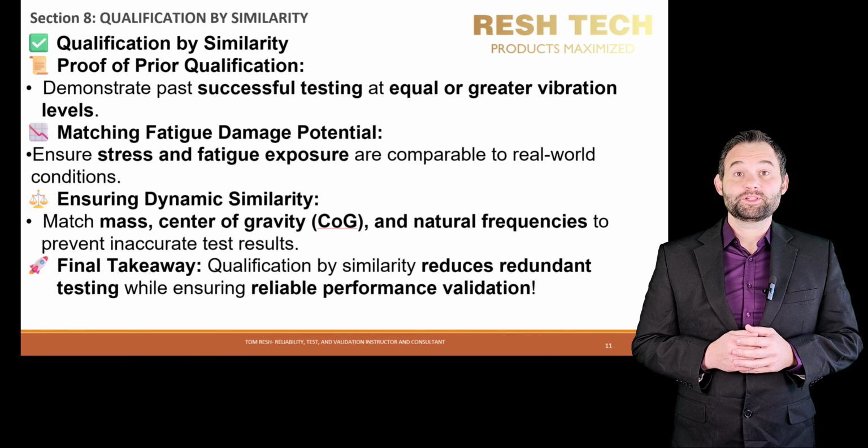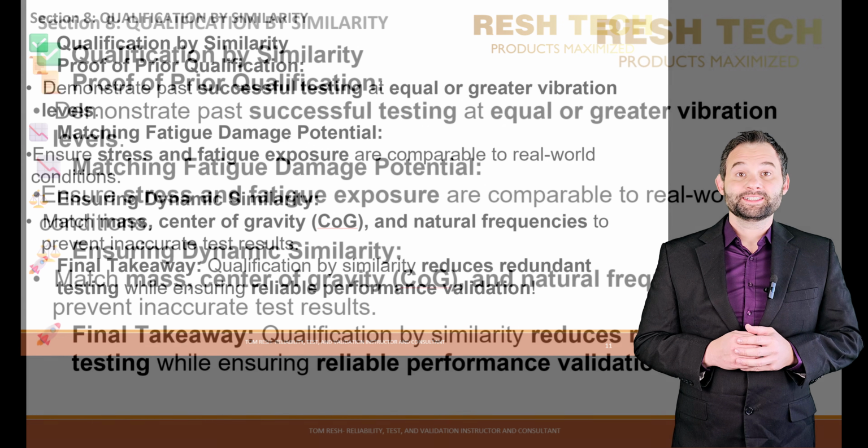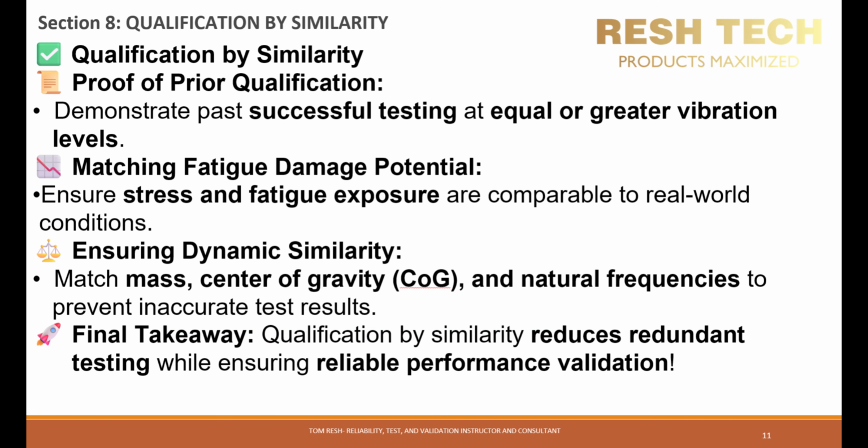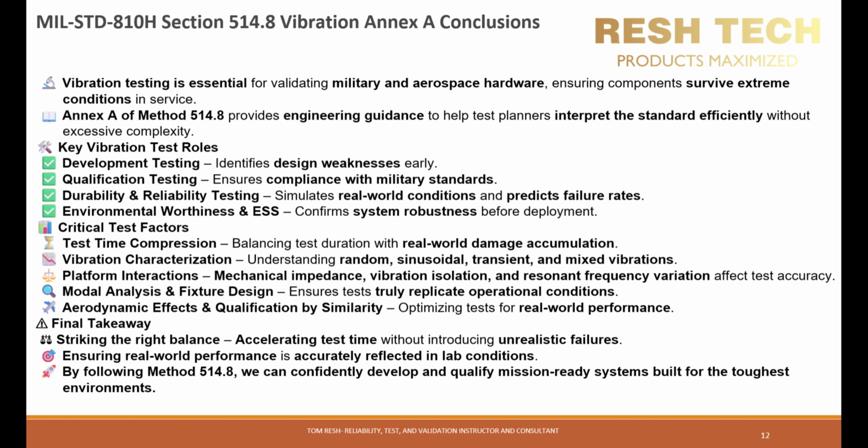Sometimes we qualify systems without full retesting by similarity. This requires proof of past qualification at equal or greater vibration levels, matching fatigue damage potential, and ensuring dynamic similarity, such as mass, center of gravity, and natural frequencies. Vibration testing is a critical step in ensuring military equipment can survive extreme conditions. Whether it's development, qualification, or durability testing, Method 514.8 Annex A provides the framework needed for success.